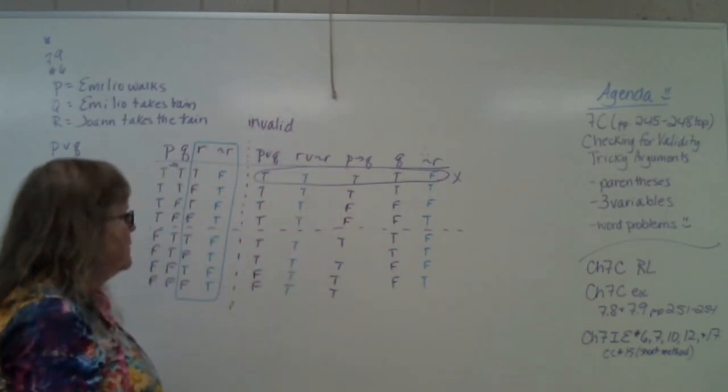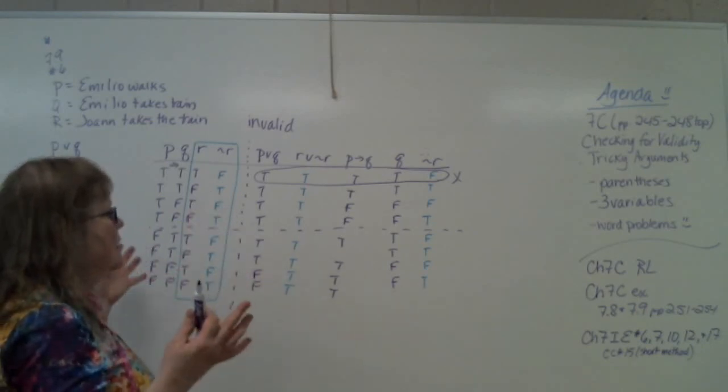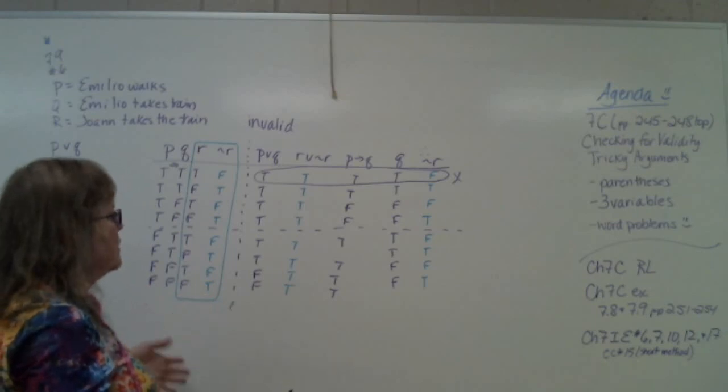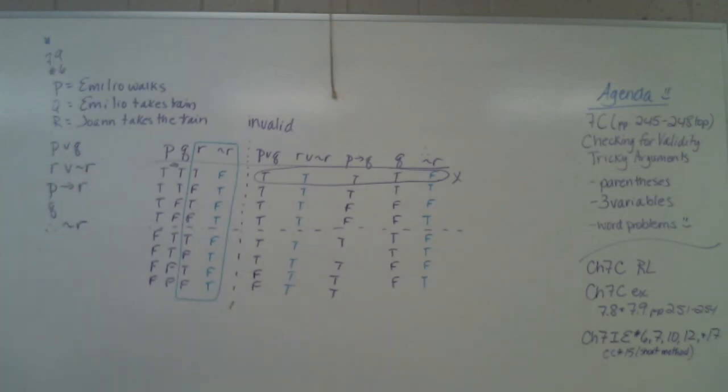Okay? This one's also invalid. The other 2 will be valid, but it only takes 1. Remember, 1 drop of poison, we don't drink the water. Okay? So that gives you number 6 in 7.9 as an example.